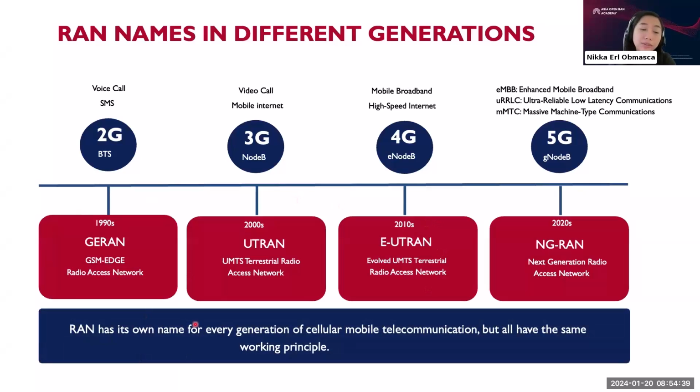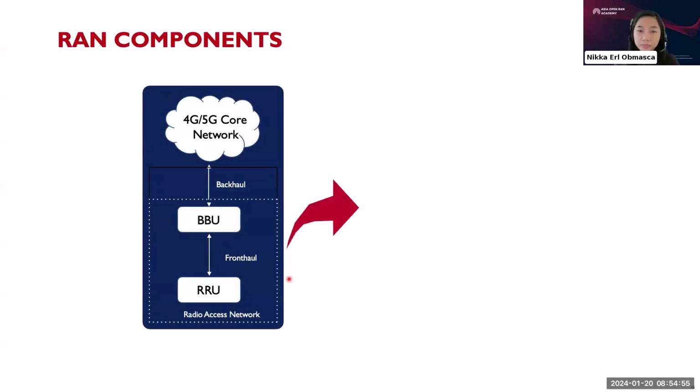RAN has its own name for every generation of cellular mobile telecommunication, but all have the same working principle. Now let's have a look at the different RAN components. We have here the RU and the BBU. The RU and the BBU are connected by a fronthaul, and the core network is connected to the BBU by a backhaul. We also have the user terminal, or the user equipment.